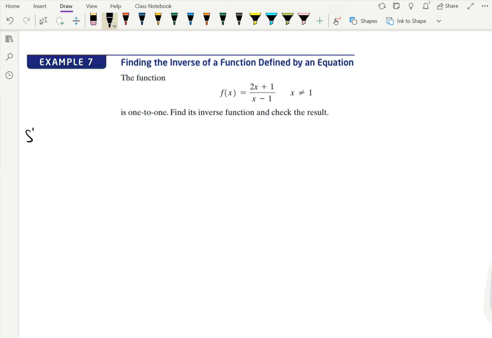So our steps, so step number 1, I'm going to replace f of x with y. So y equals 2x plus 1 over x minus 1. Step 2, I'm going to flip-flop x's and y's. So every place there's a y, I'm going to write x. Every place there's an x, I'm going to replace it with y.